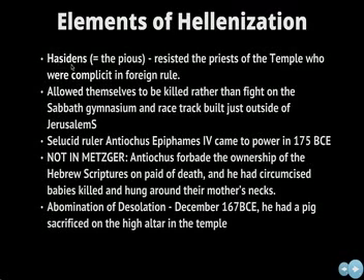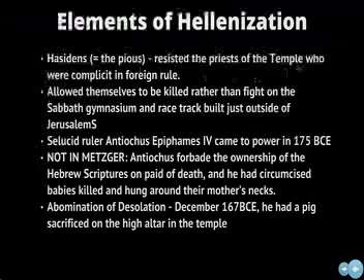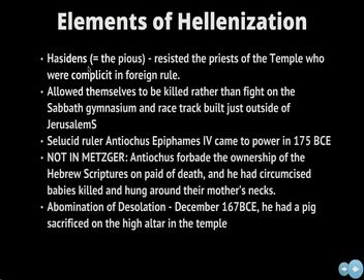There was some resistance. The Hasidians, or the pious, resisted the priests of the temple who were complicit with foreign rule. Now these are the people that held out in Masada and gave their lives whenever Titus destroyed the temple. He had to wage some more war to get rid of these guys. They allowed themselves to be killed rather than fight on the Sabbath.